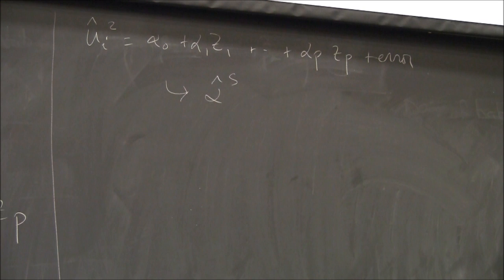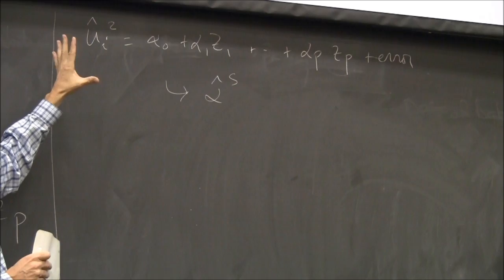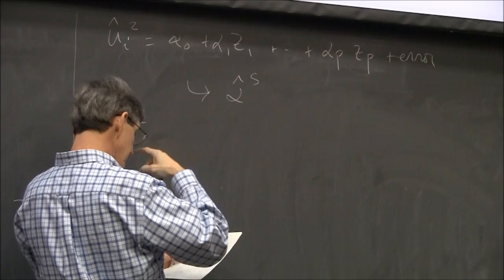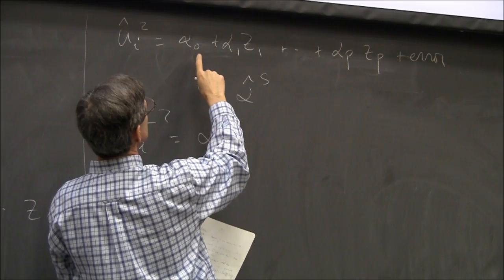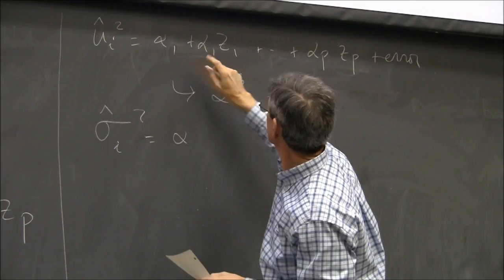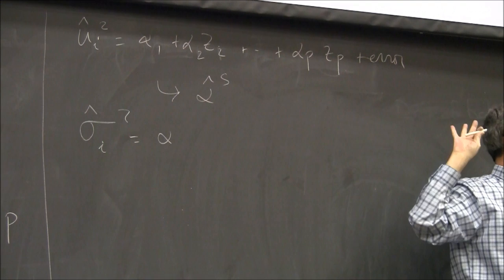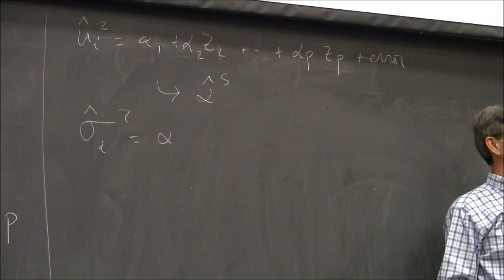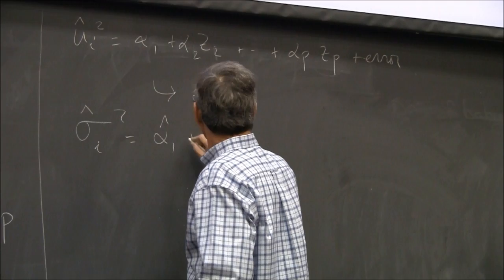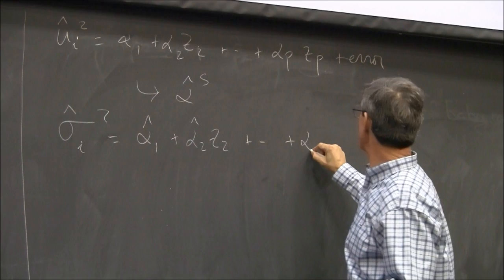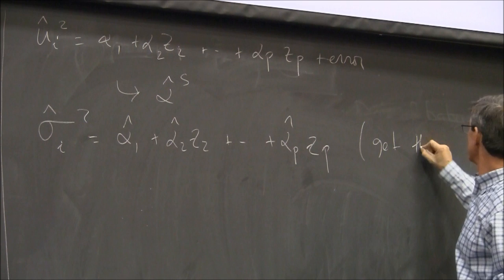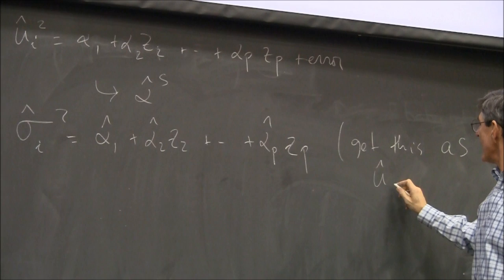We have to use the predicted value of this. It's kind of a hat. I'm going to give it a new name. So what we need is sigma hat squared i equals alpha. Oops, I did something I shouldn't have done. This should be 1, and these should both be 2s, just the way we've indexed it in the past. Technically, that was fine. We could just change our index, but we don't want to do that. So this is going to be alpha 1 hat plus alpha 2 hat z2 plus alpha p hat zp. And you get this as, in the program, u hat i squared minus resid.